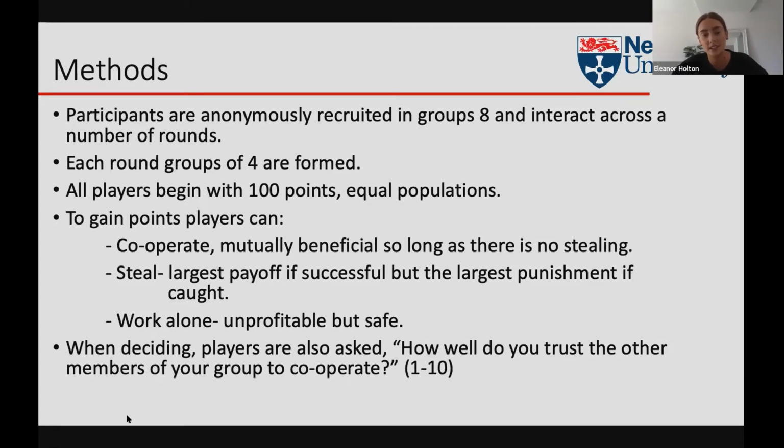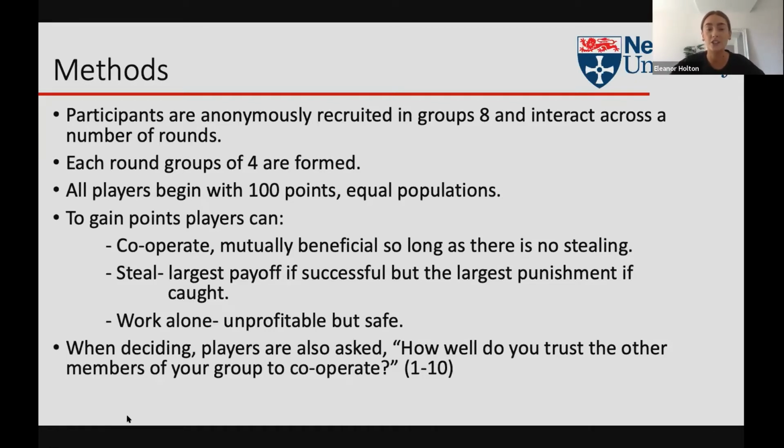Within the context of this game, cooperation: if players put 5 points into a joint venture, if it is successful and other people cooperate as well, they receive 10 points in return. However, if the cooperative group is exploited against, the players lose the 5 points they put in. They can choose to steal. So if stealing is successful, the players gain 20 points, so the largest payoff within the game. However, if they're caught and punished, they lose 40 points. The rate of success for stealing is 50-50, so a half.